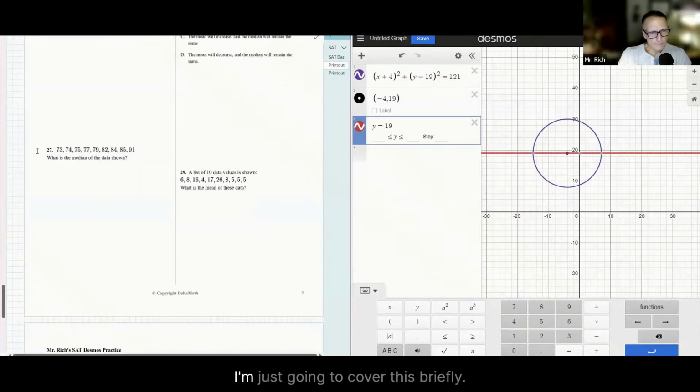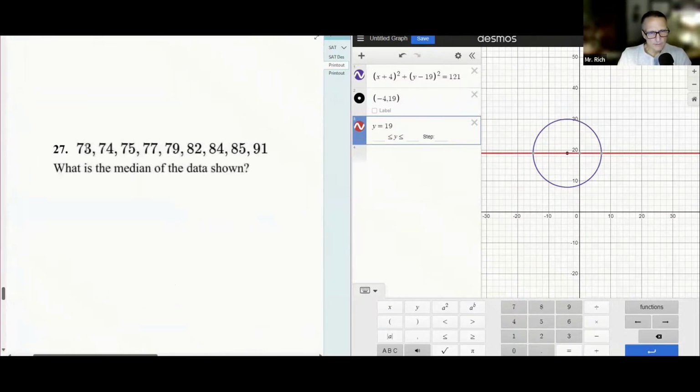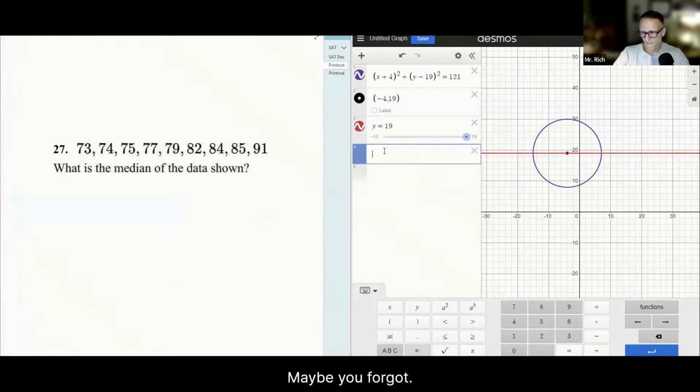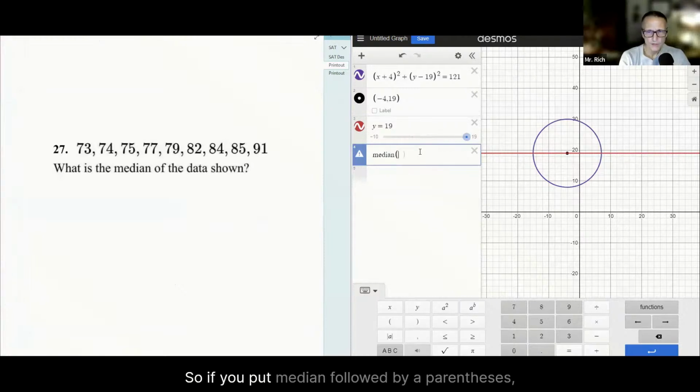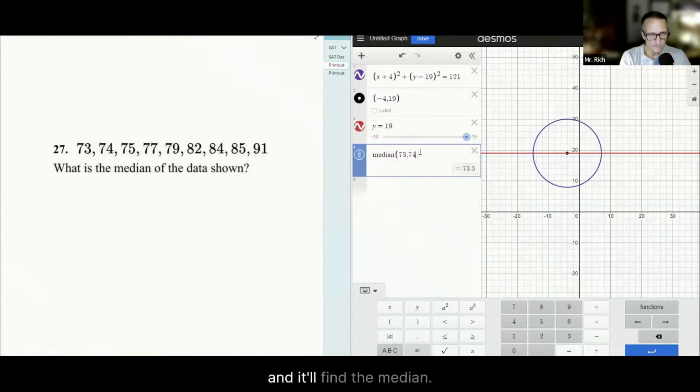All right, I'm just going to cover this briefly. You probably know how to find medians. It's the middle number, but maybe you forgot. Well, if you type the word median, notice it goes from italics to not italics, which means it's a command. So if you put median followed by a parenthesis, you can list all your numbers separated with commas and it'll find the median, right? I'm not going to do all of this, but if I typed them in, you can see it tells me the median of those three numbers is 74.